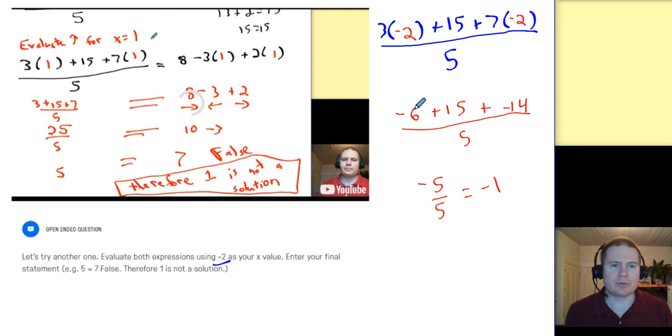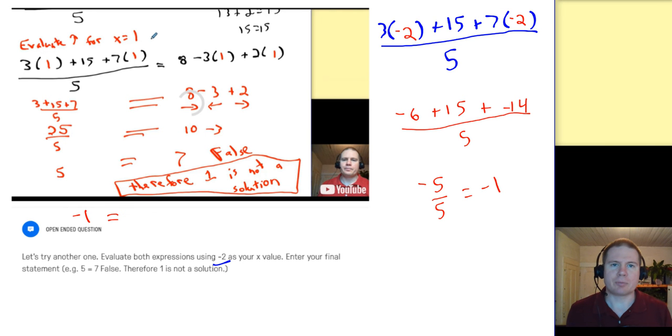Now I could have said -6 plus 15 is 9, and 9 plus -14 is -5. I could have said 6 and 14 are both negative, so that's -20, plus 15 is -5. Either way, I'm getting -5 for my numerator. Divide that by 5, I get -1 for this left expression.